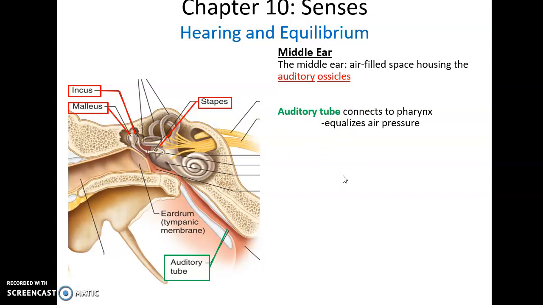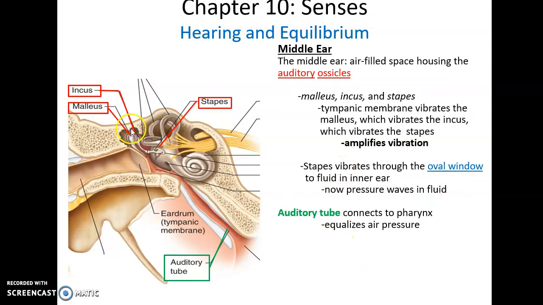Normally, this is just minor adjustments that we're not even aware of, but sometimes when you're, say, flying in an airplane or traveling up a mountain really quick, you can actually feel a sort of popping sensation, and that is the auditory tube opening to allow equalization of air pressure on both sides. And if that didn't happen, that would muffle the vibrations of the tympanic membrane, and then it would be more difficult to hear.